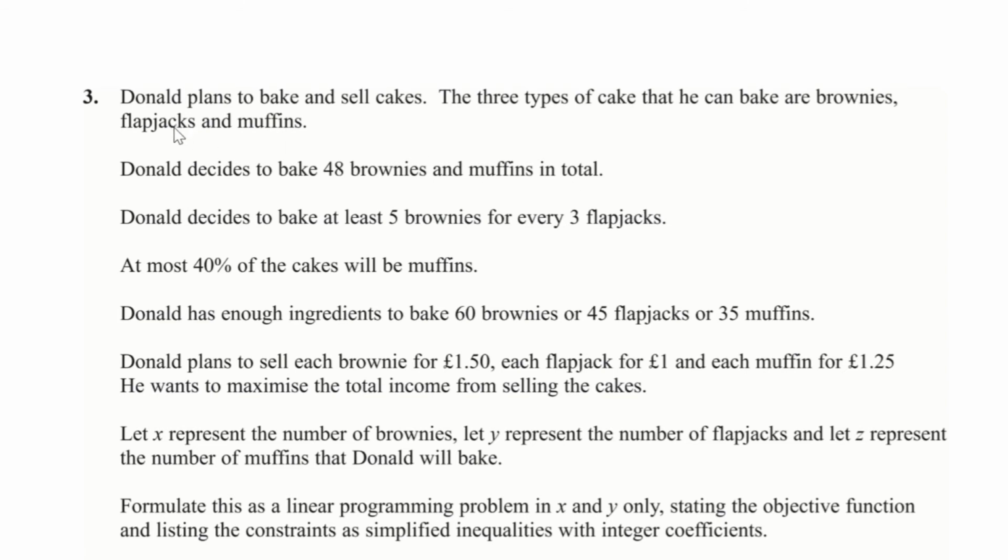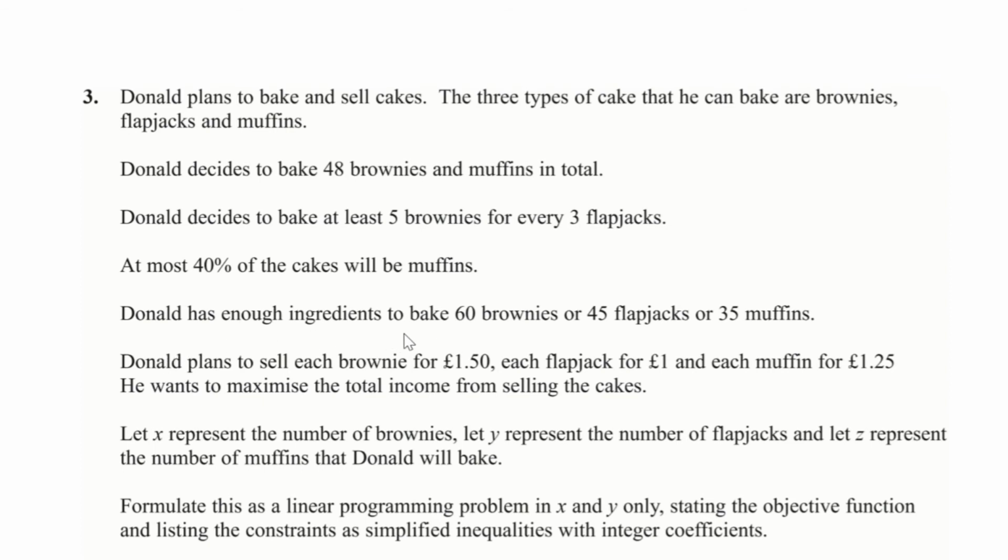Question number 3. Donald plans to bake and sell cakes. The 3 types of cake that he can bake are brownies, flapjacks and muffins. Donald decides to bake 48 brownies and muffins in total. Donald decides to bake at least 5 brownies for every 3 flapjacks. At most, 40% of the cakes will be muffins.